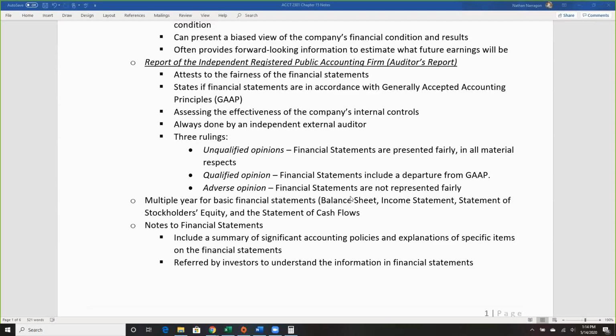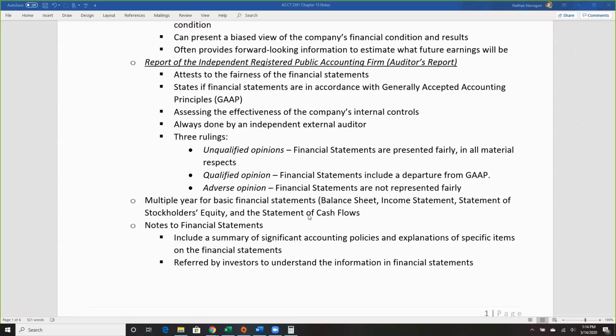Then, to help us out even further, annual reports are also going to have notes to the financial statements. And all this is basically they explain specific items to help us get an insight of what's going on with the numbers and the information that is provided within the financial statements. That's it. A lot of stuff goes into this report.